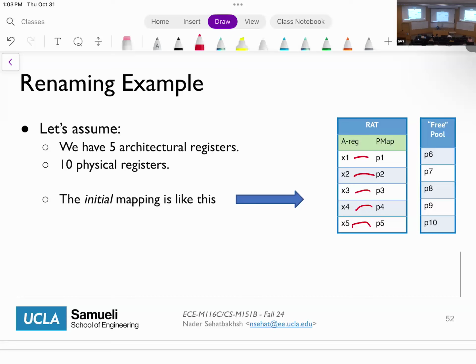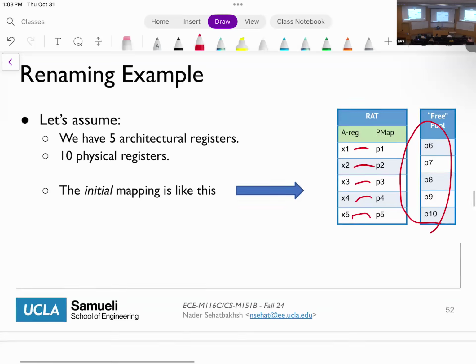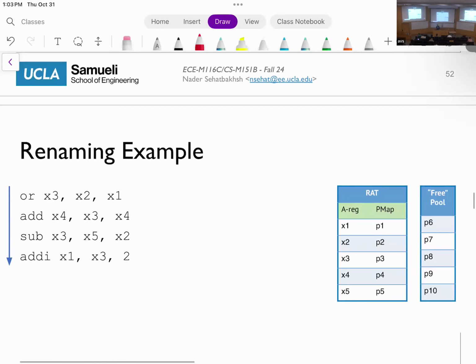Okay, if I do this initial mapping, remember that I had 10 registers, which means that now I have 5 more registers that are not assigned to anything. In other words, they are free. So I put them in my free pool. Okay, now let's see how we do it. Let's say I have these 4 instructions that I want to decode: an OR, an add, a sub, and an addi. Essentially, I want to map these registers to physical registers, okay? So that's how we do it.